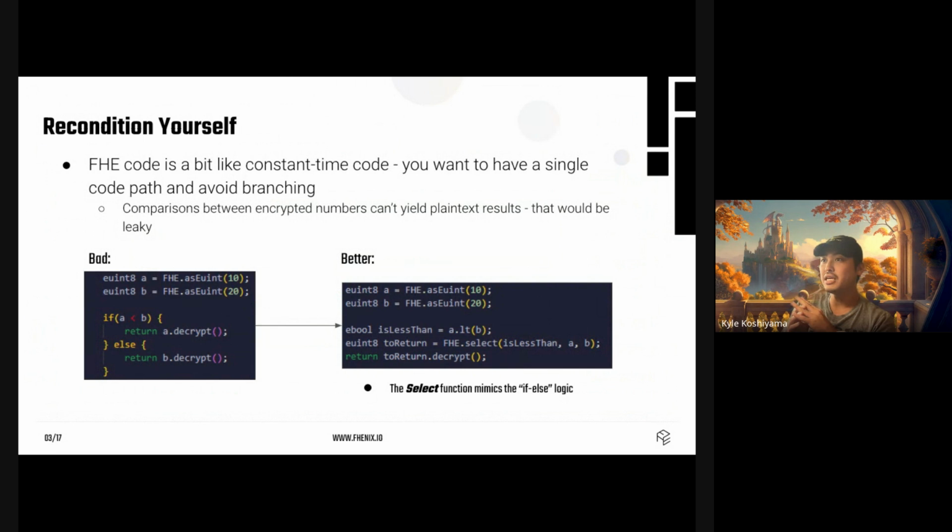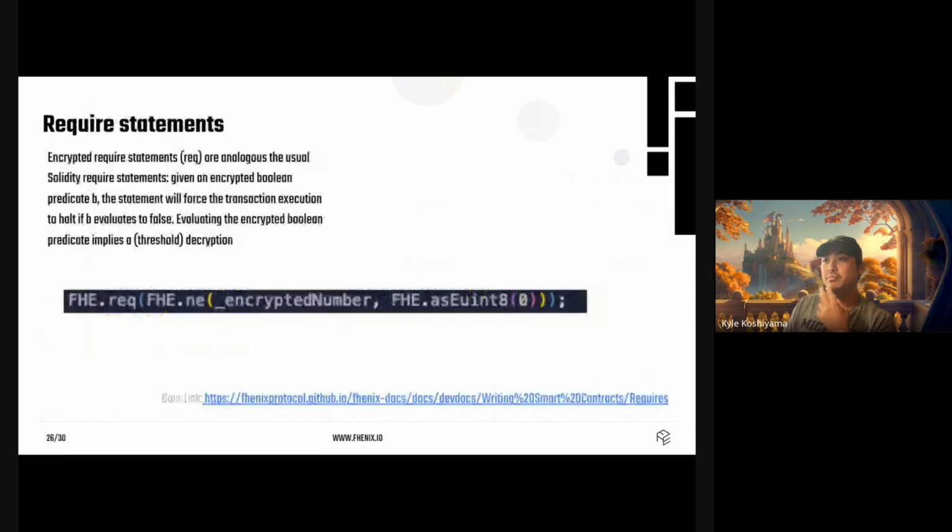However, if you look at what's on the right, this is how we do it. We have a select function, which is essentially a multiplexer operation, which allows you to pass an encrypted Boolean and then assign the value based on whatever the encrypted Boolean is. I like to think that FHE doesn't have conditional write, but it does have conditional assignment. It's probably one of the trickiest ways you have to recondition yourself into this type of engineering. But generally speaking, most things are relatively the same as general Solidity development.